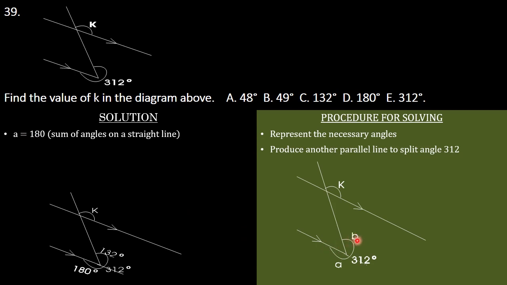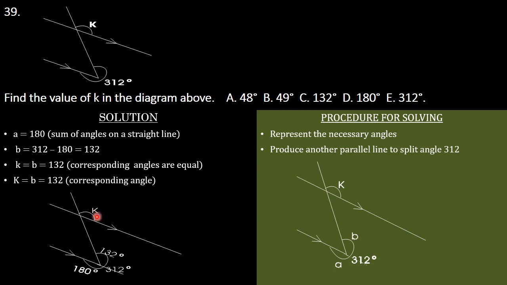That is, when you deduct 180 from 312 degree, we have B. B now is equals to 312 minus 180 equals to 132, because the sum of these two angles makes 312 degree. K is equals to B equals to 132 degree because they correspond and corresponding angles are equal. Therefore, K is equals to 132 degree.